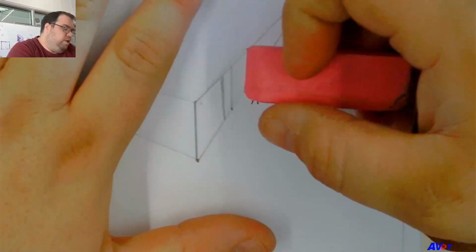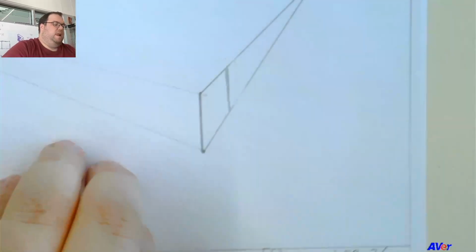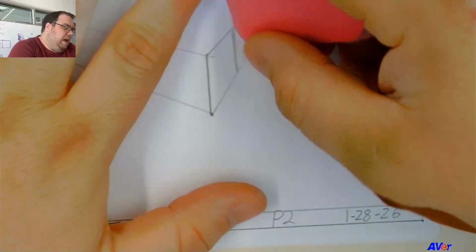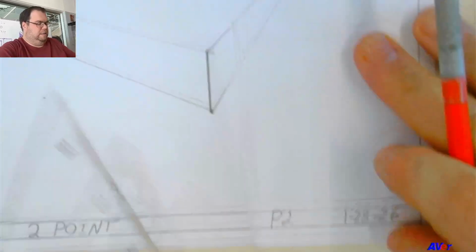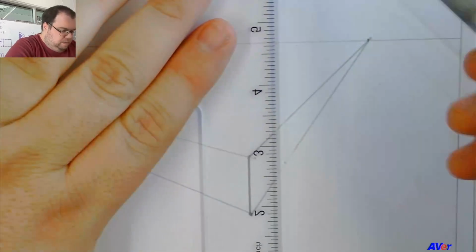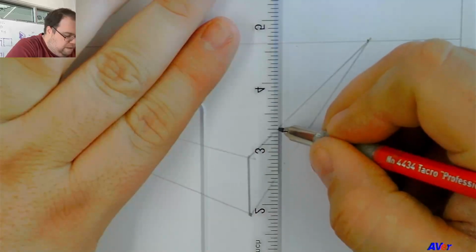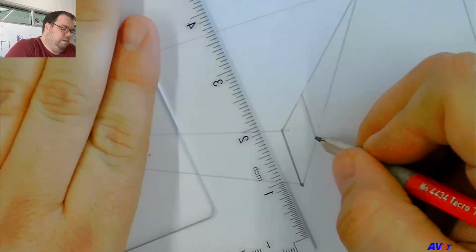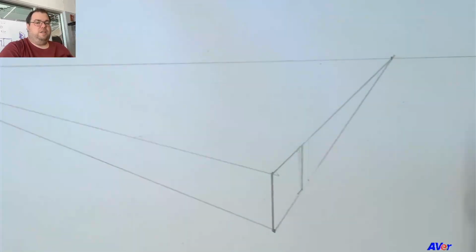So that's what I want you to do. Don't measure the distance if you measured the height. But go ahead and eyeball it where it looks proportionally correct. And still use your straight edge. That's perfectly fine. There we go. See, and that looks much better.